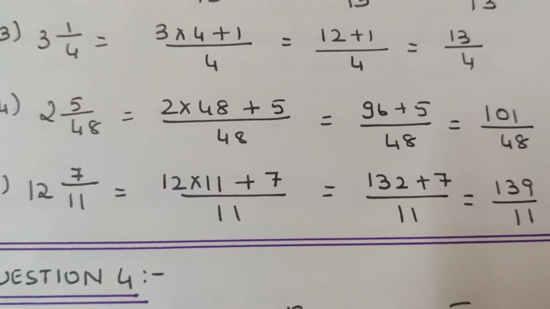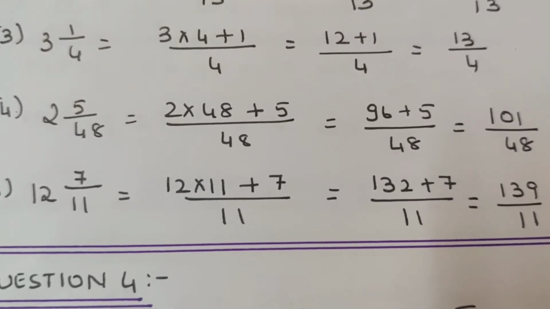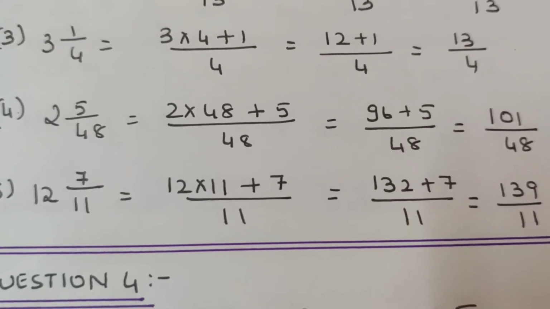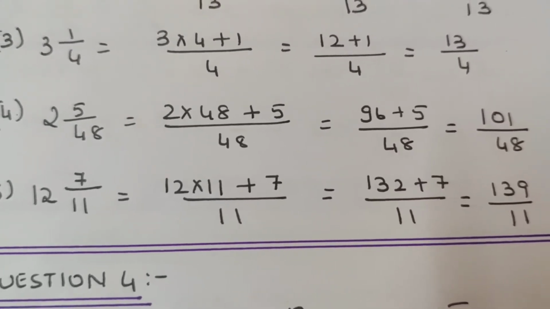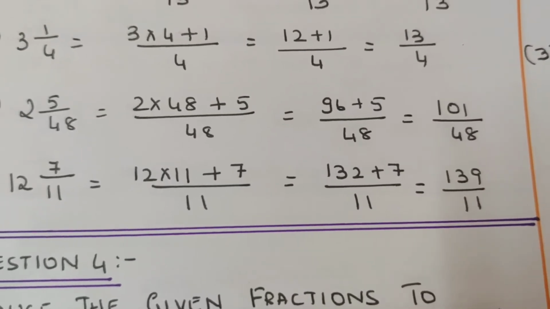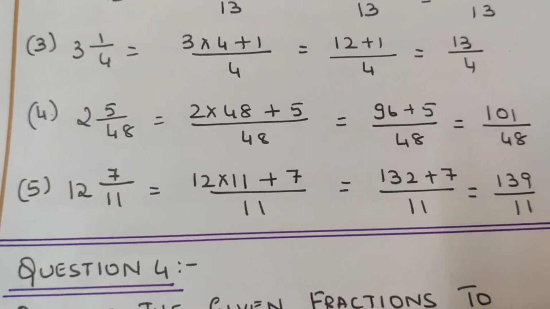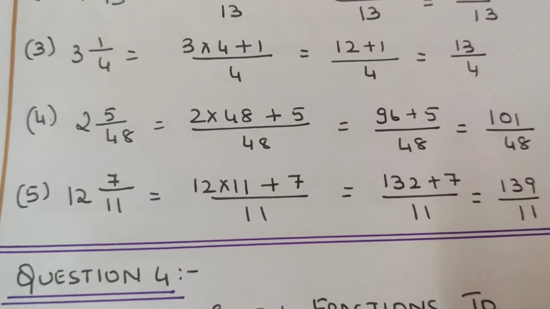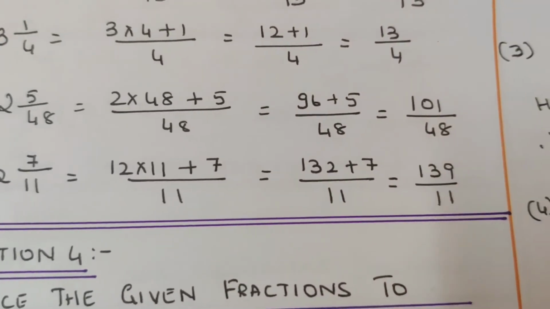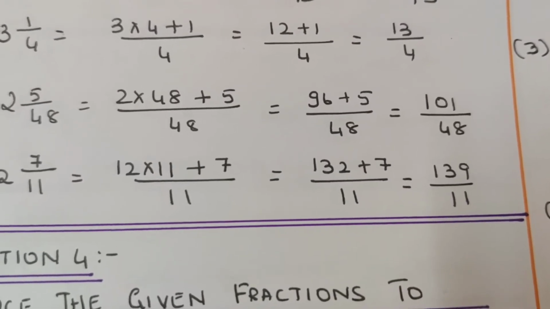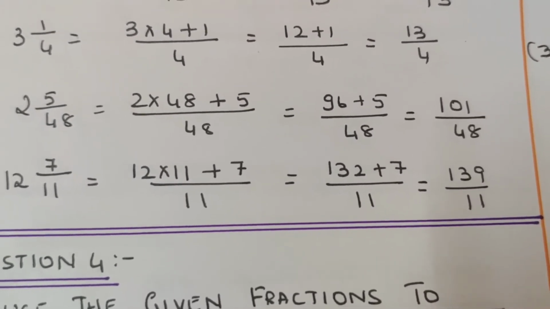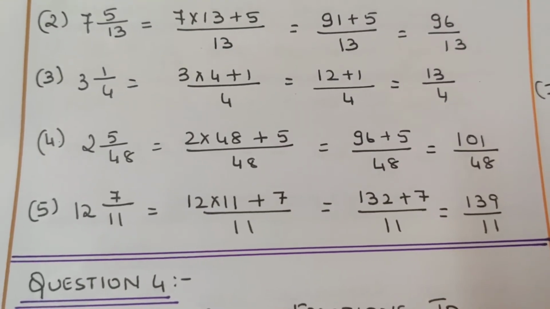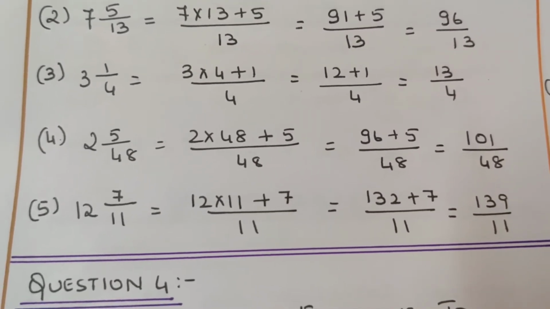I repeat, 2 5 by 48 is equal to 2 into 48 plus 5 by 48, that is equal to 96 plus 5 by 48, that is equal to 101 by 48. 12 7 by 11. 12 into 11 plus 7 divided by 11. 12 into 11 is equal to 132 plus 7 by 11, that is equal to 139 by 11. Pretty simple. Just concentrate and you will be able to understand and quickly solve these questions.